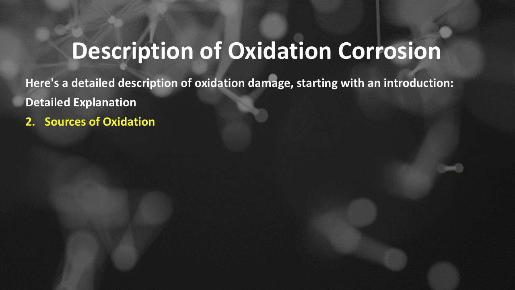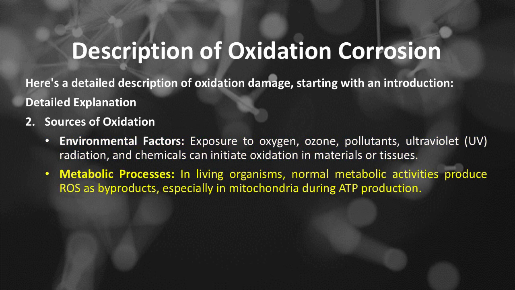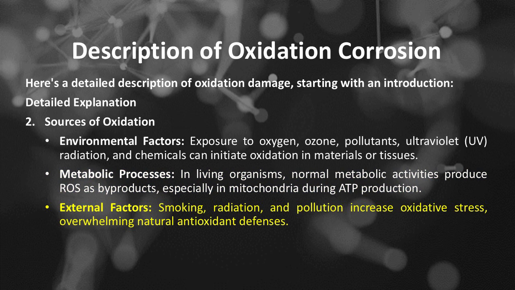Number 2 is sources of oxidation. The first source of oxidation is from environmental factors. Exposure to oxygen, ozone, pollutants, ultraviolet or UV radiation, and chemicals can initiate oxidation in materials or tissues. The second source of oxidation is from metabolic processes. In living organisms, normal metabolic activities produce ROS as byproducts, especially in mitochondria during ATP production. The third source of oxidation is from external factors. Smoking, radiation, and pollution increase oxidative stress, overwhelming natural antioxidant defenses.